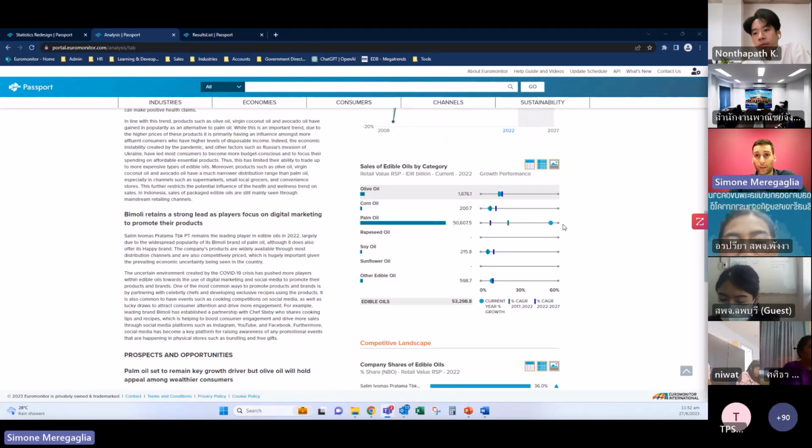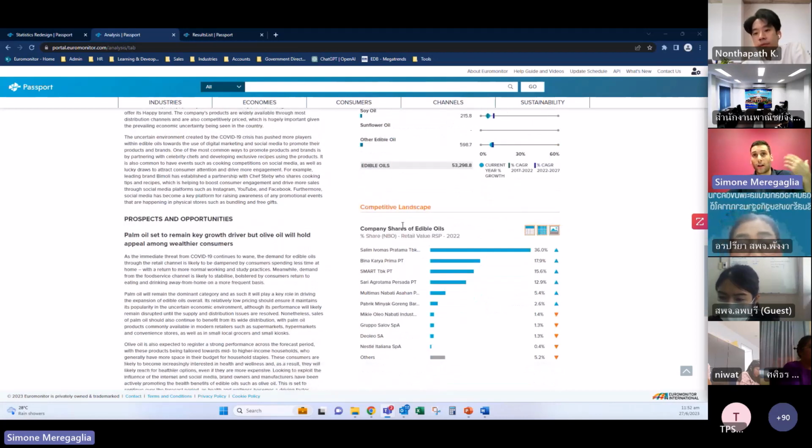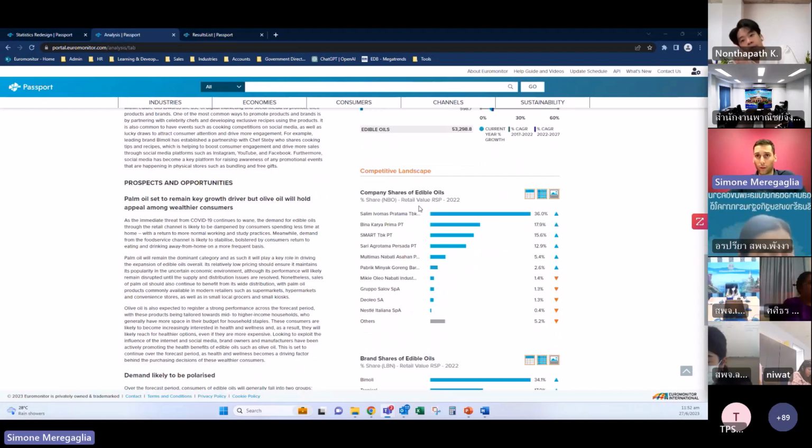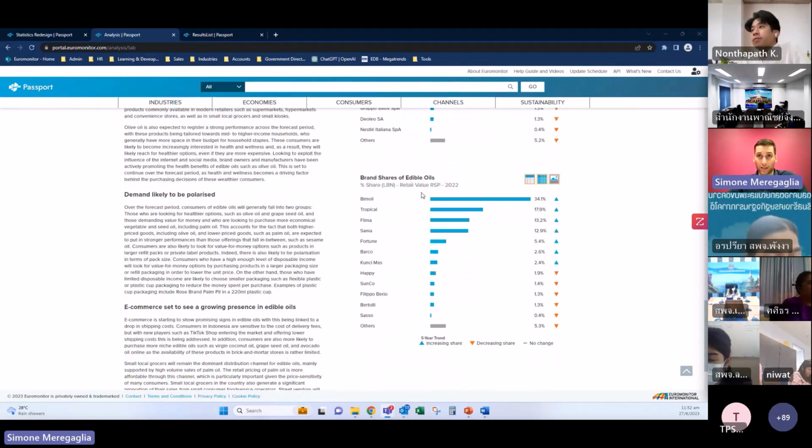And further than that, we also have, again, just like we saw, competitive landscape in terms of company shares of that market for edible oils in Indonesia, as well as brand shares.